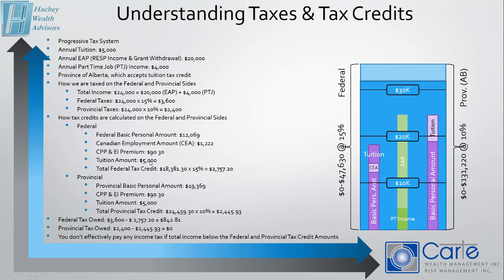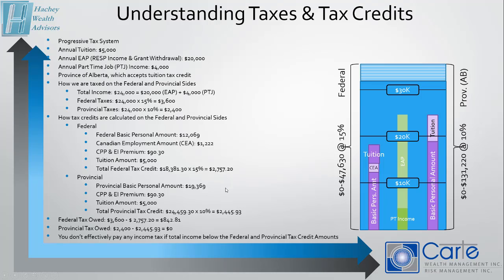We have the tuition amount. Here we're going to assume a $5,000 tuition was paid, and that's also a federal tax credit. So our total federal tax credit adds up to $18,381. And if we multiply that by 15%, we get $2,757.20.